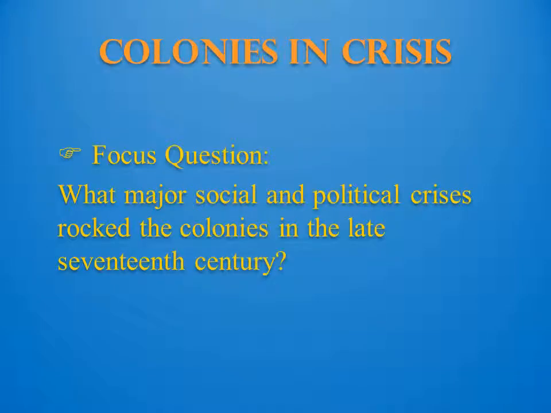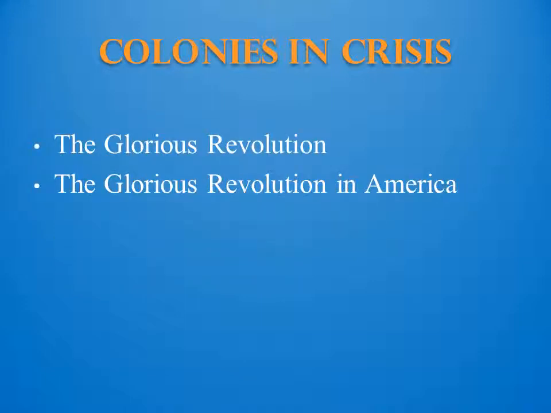Now we're looking at, in this next section, what major social and political crises begin to rock the colonies in the late 17th century. Upheaval in England had also affected the colonies. In 1688, the struggle for control over the English government between Parliament and the Crown culminated in the Glorious Revolution. The Glorious Revolution was a bloodless, meaning there was no fighting, no death, event that finally established parliamentary supremacy and a Protestant succession to the throne.